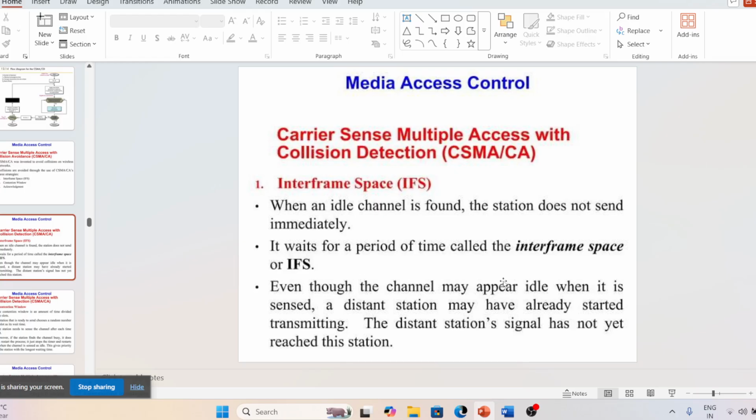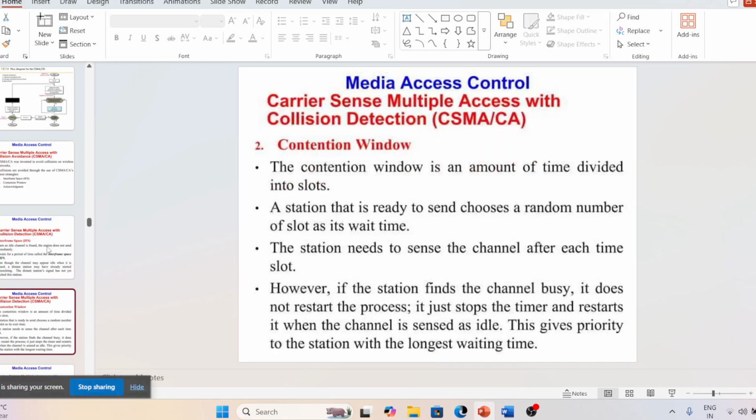Even though the channel may appear idle, a distant station may have already started the transmission. So what is the interframe space? It is a time period that, when you find a channel idle, you are going to wait. Still, if no one is going to send, then you are going to transmit your data. CSMA/CA is used in Wi-Fi, in wireless media.